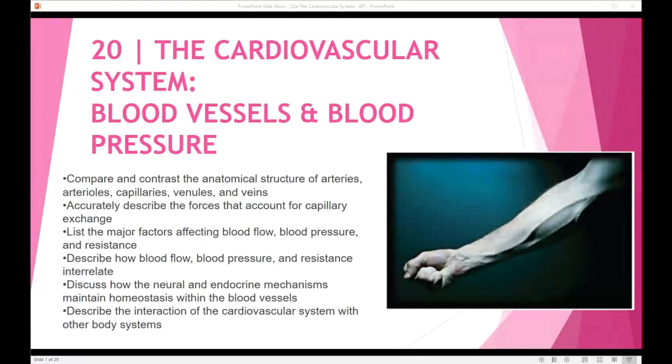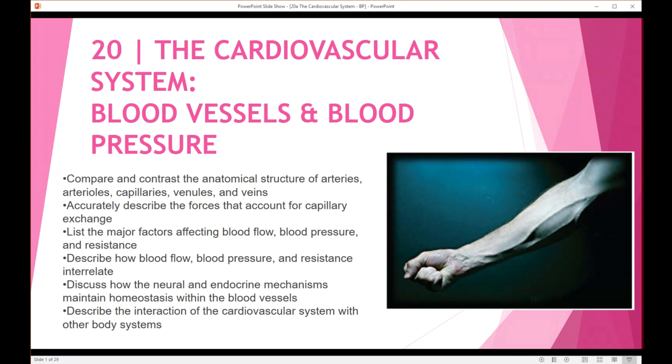Okay, so we're going to talk about chapter 20 today, the cardiovascular system, specifically the blood vessels and our blood pressure. So we're going to compare and contrast the anatomical structures. We're going to accurately describe the forces that account for capillary exchange. We're going to list the major factors that affect blood pressure, blood flow, and resistance. We're going to describe how blood flow, blood pressure, and resistance are going to correlate and interrelate with one another.